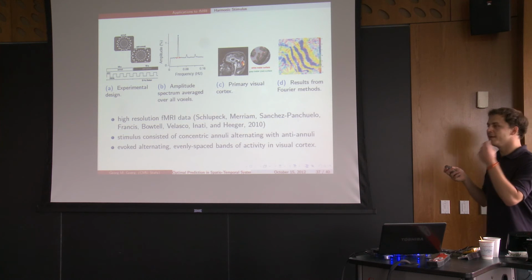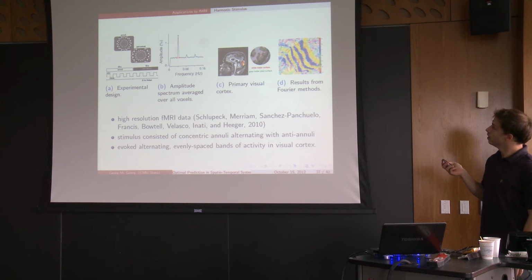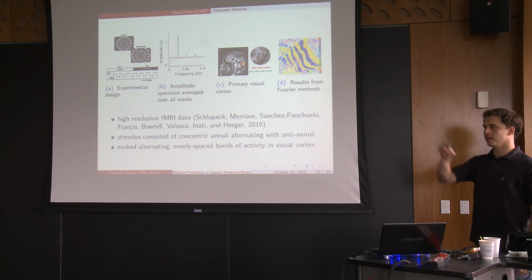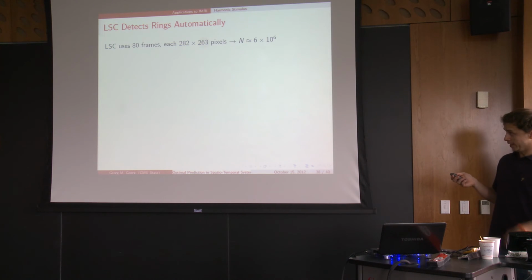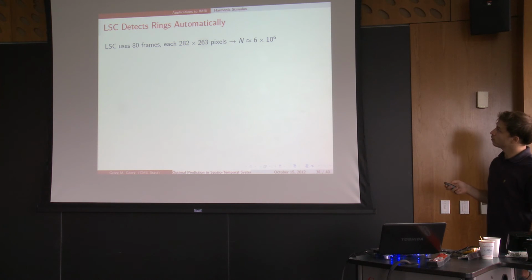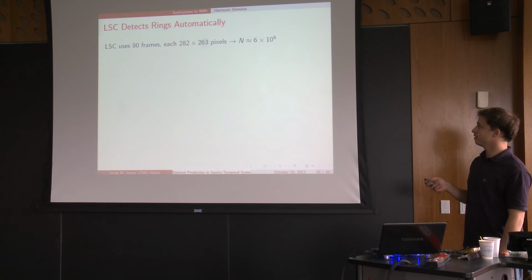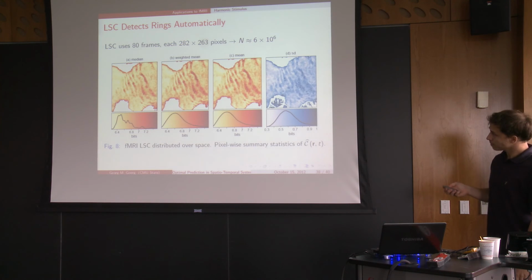But again, this is because I knew everything. I knew the stimulus, I knew the frequency, and I do that. Now, how does it work if I just give it the data and say, do it automatically? So I use 80 frames, each one about 280 pixels. Those are 6 times 10 to the 6 dimensional data set. And well, you get those rings here.